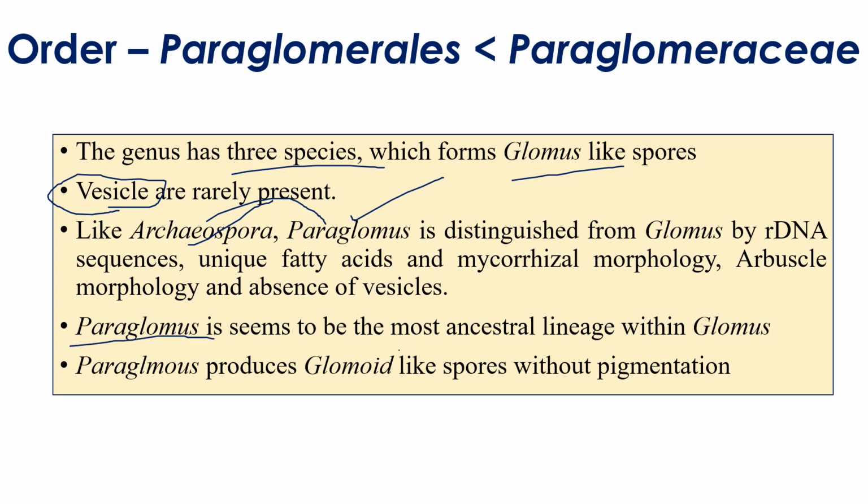They have a common ancestral lineage with Glomus, sharing some common features of Glomus. Generally, they produce glomoid spores without pigmentation. This is a very important one. Glomus generally produces spores with pigmentation, while Paraglomus produces glomoid spores without pigmentation. That is one of the important features.